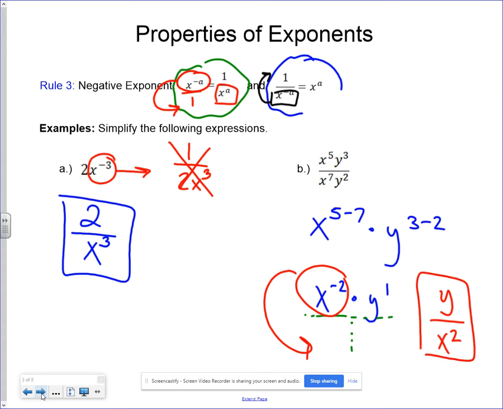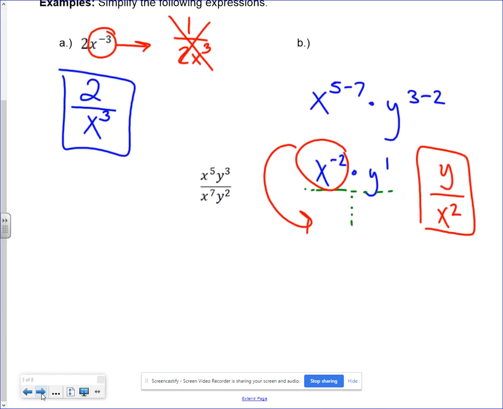So that's one way to do it. I had to use rule 2 and rule 3 to do that problem. Now, there's a simpler way to do it, okay? I think it cuts down on the mistakes. Here's the way I like to do it. Let's just focus on this problem there.